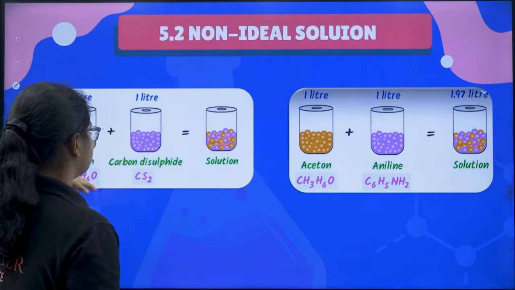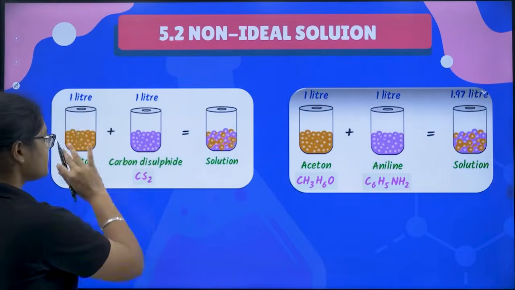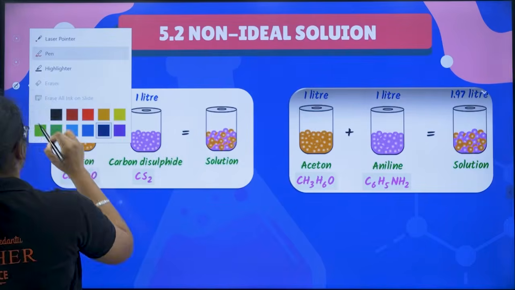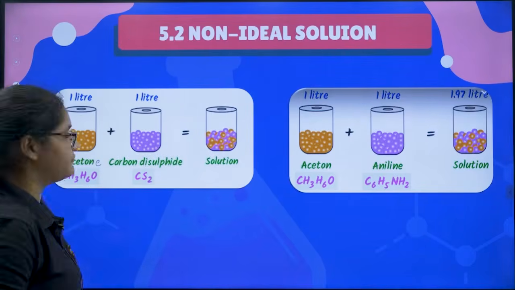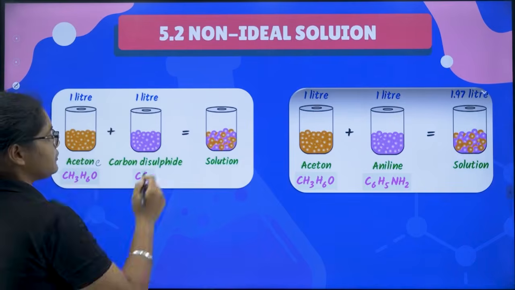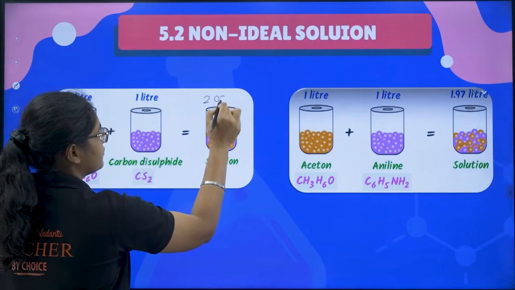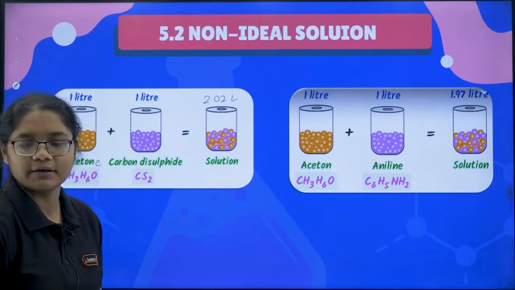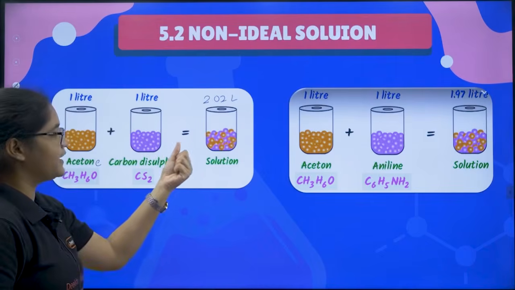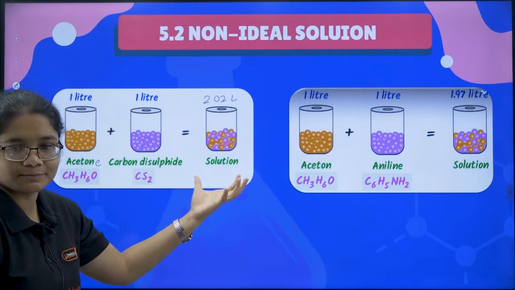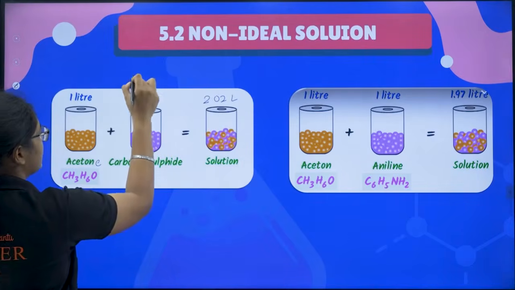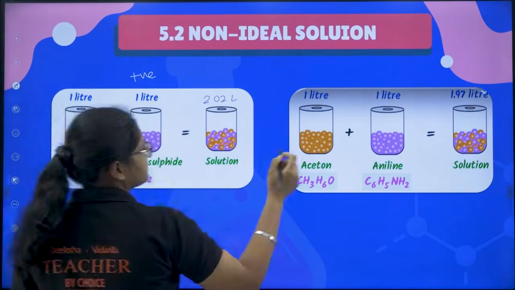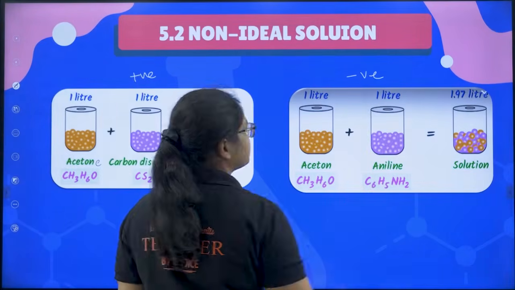Now we will look at some examples. I have taken the example of acetone and carbon disulfide. If you take 1 liter and 1 liter, you will get 2.02 liters. Just an example. So what does that mean? The volume has expanded. So this is an example of positive deviation, and the other is an example of negative deviation, right?